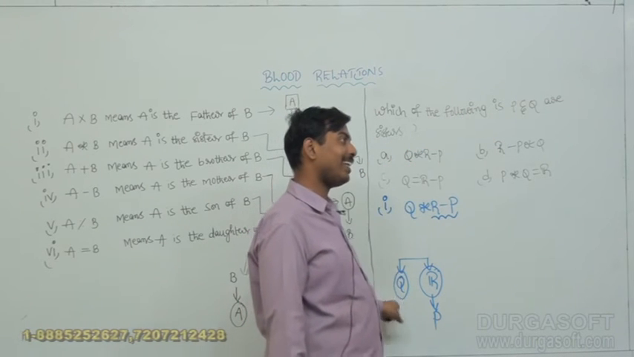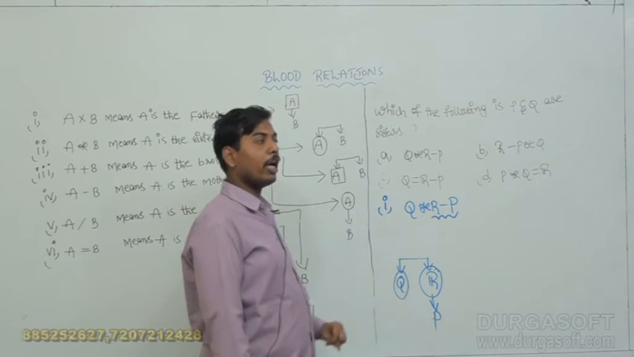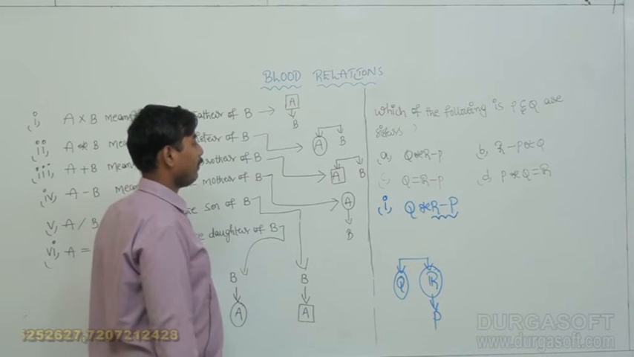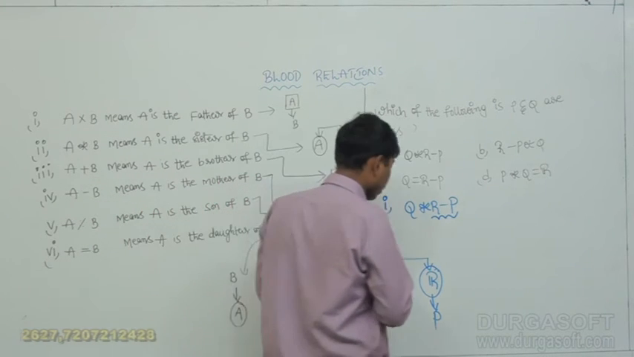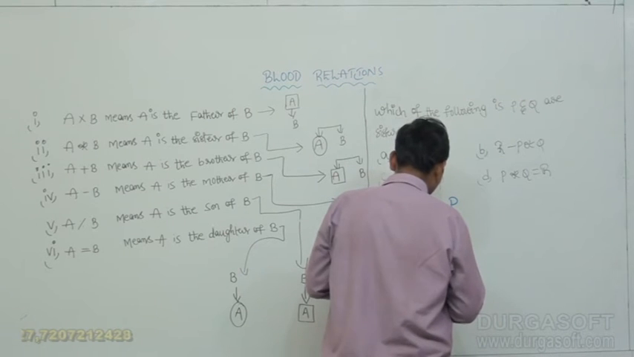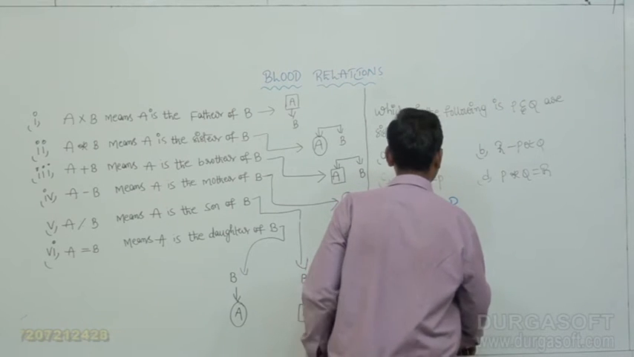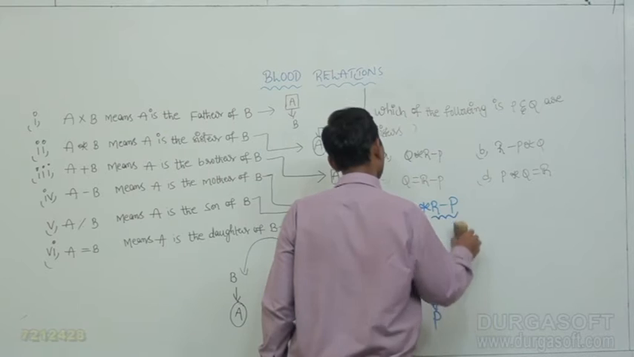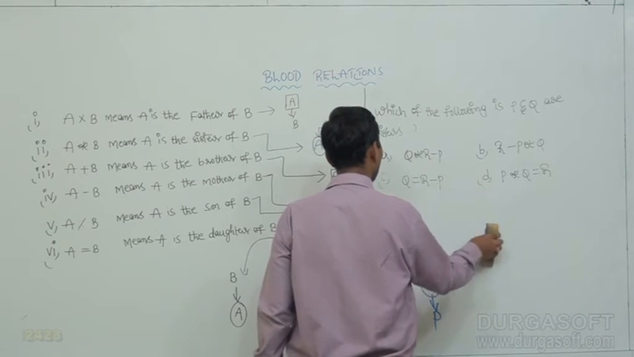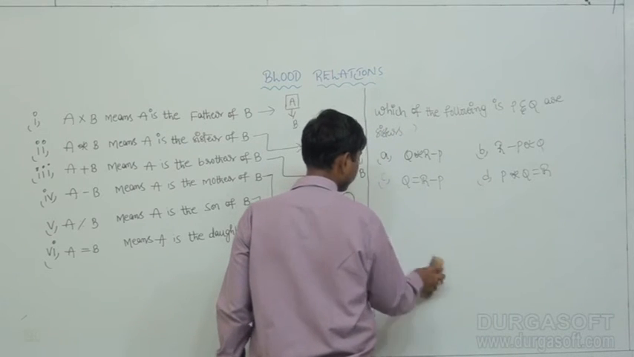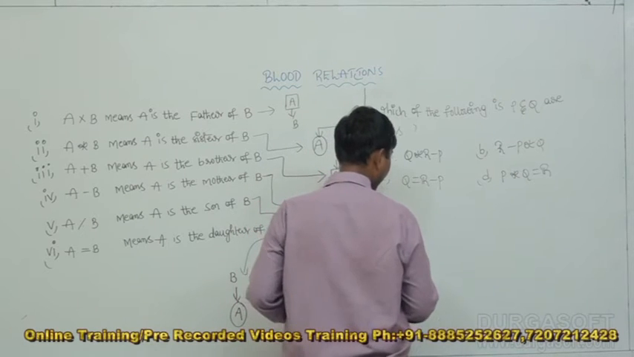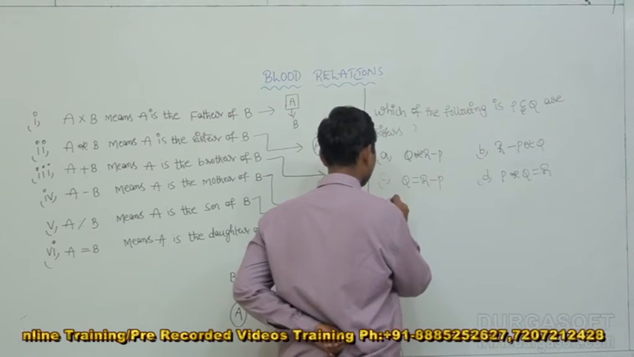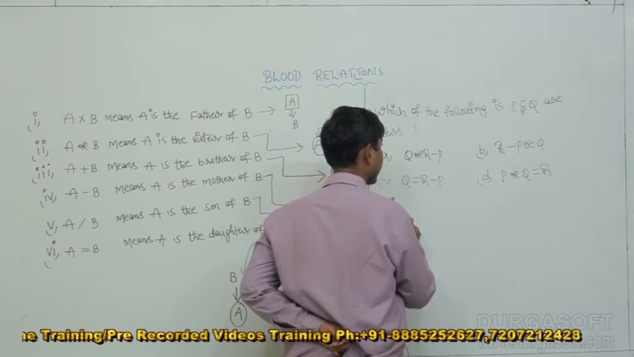But here P is in the next generation and Q is in the previous generation. That is the reason option 1 is not at all satisfying our condition, so option 1 is ruled out from the game. Alright. Option 1 is ruled out from the game, which means let us start with the second option.